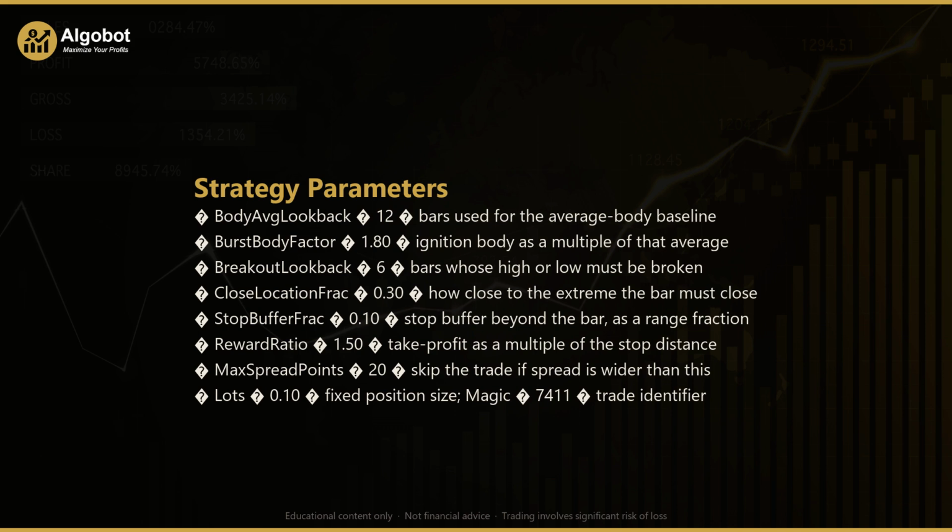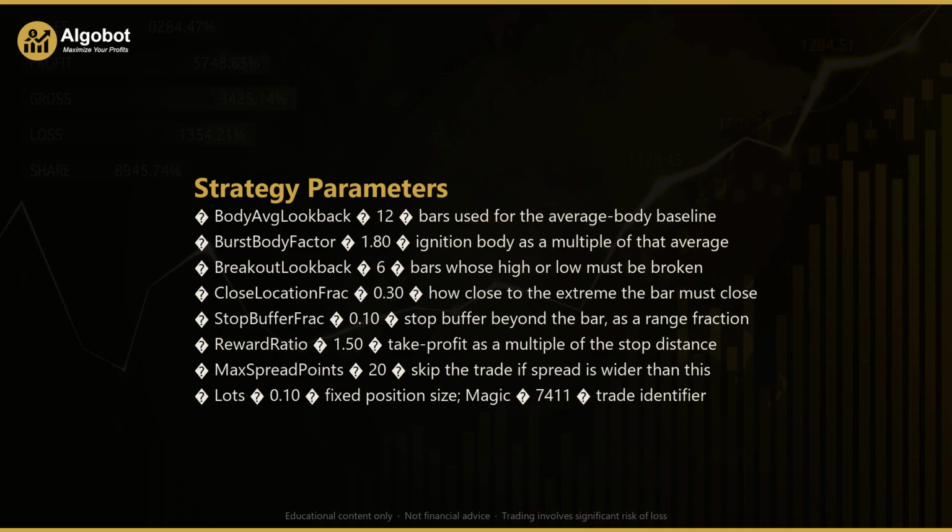A smaller value demands an even stronger, wick-free close, while a larger value is more forgiving. The stop buffer fraction, at 0.1, adds a small cushion beyond the ignition bar's opposite extreme, expressed as a fraction of that bar's range, so it adapts to any symbol. The reward ratio, set to 1.5, defines the take profit as a multiple of the stop distance. A higher ratio aims for bigger winners, but lowers your hit rate.